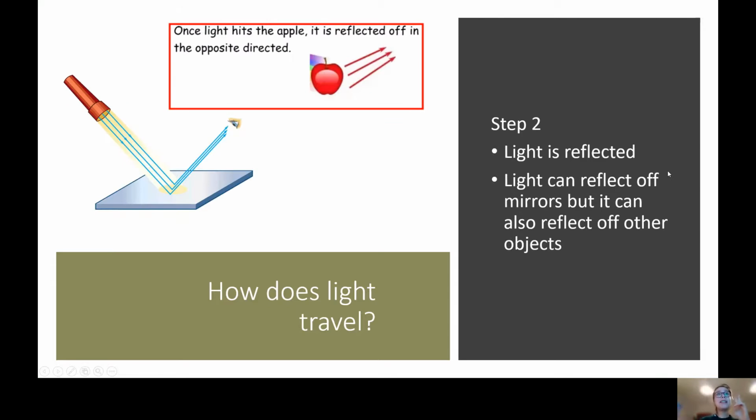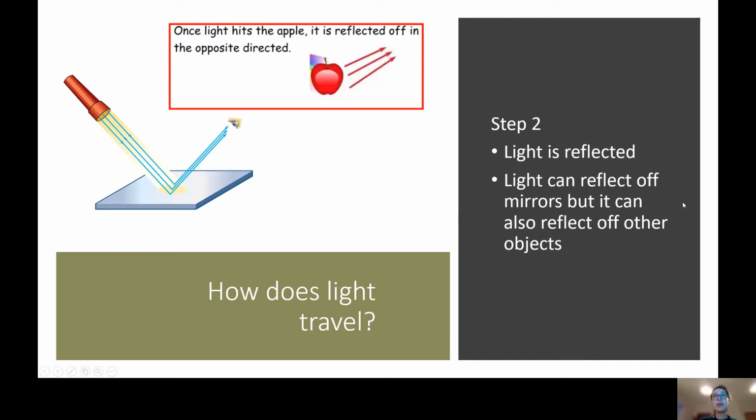Step 2, light is reflected. So we spoke about what reflected means, and you might think of a reflection happening most commonly when you look in the mirror. Light is reflected in a mirror. That's absolutely true. But light can also be reflected off other objects. So here we see light going in a straight line from the torch, the light source, to the mirror, and it then bouncing off, being reflected. Once the light hits the apple, it is reflected off in the opposite direction.